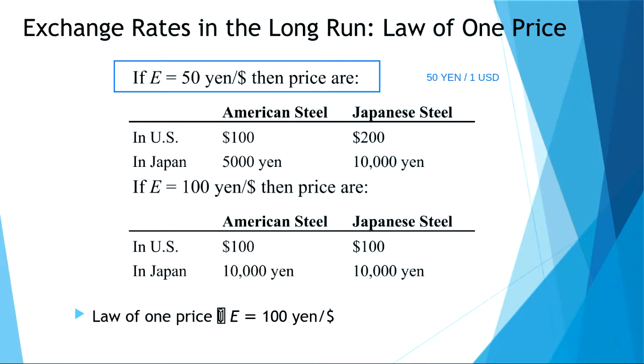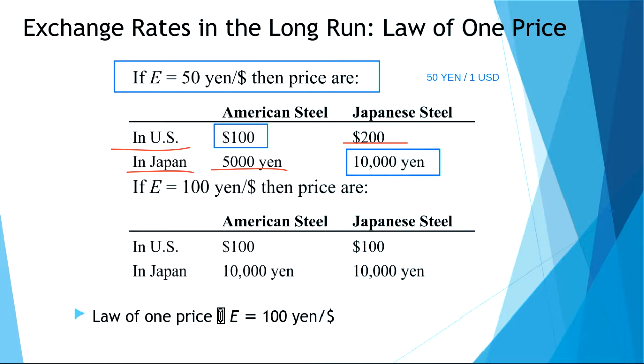If it is the exchange rate, then in US the steel costs $100, right? And in Japan, it costs 10,000 yen, right? But because of the exchange rate, in US the cost of Japanese steel is equal to $200, isn't it? 10,000 yen with the 50 yen per dollar exchange rate is equal to $200. And in Japan, the American steel costs 5,000 yen, isn't it?